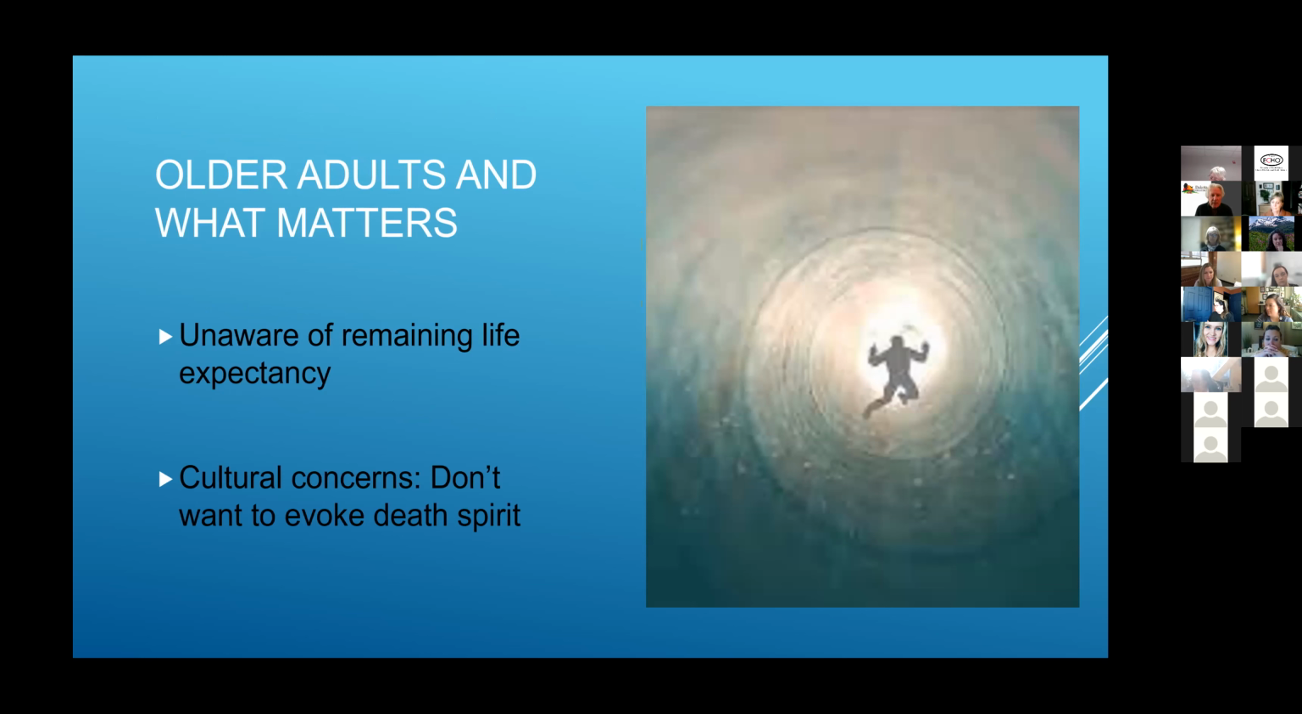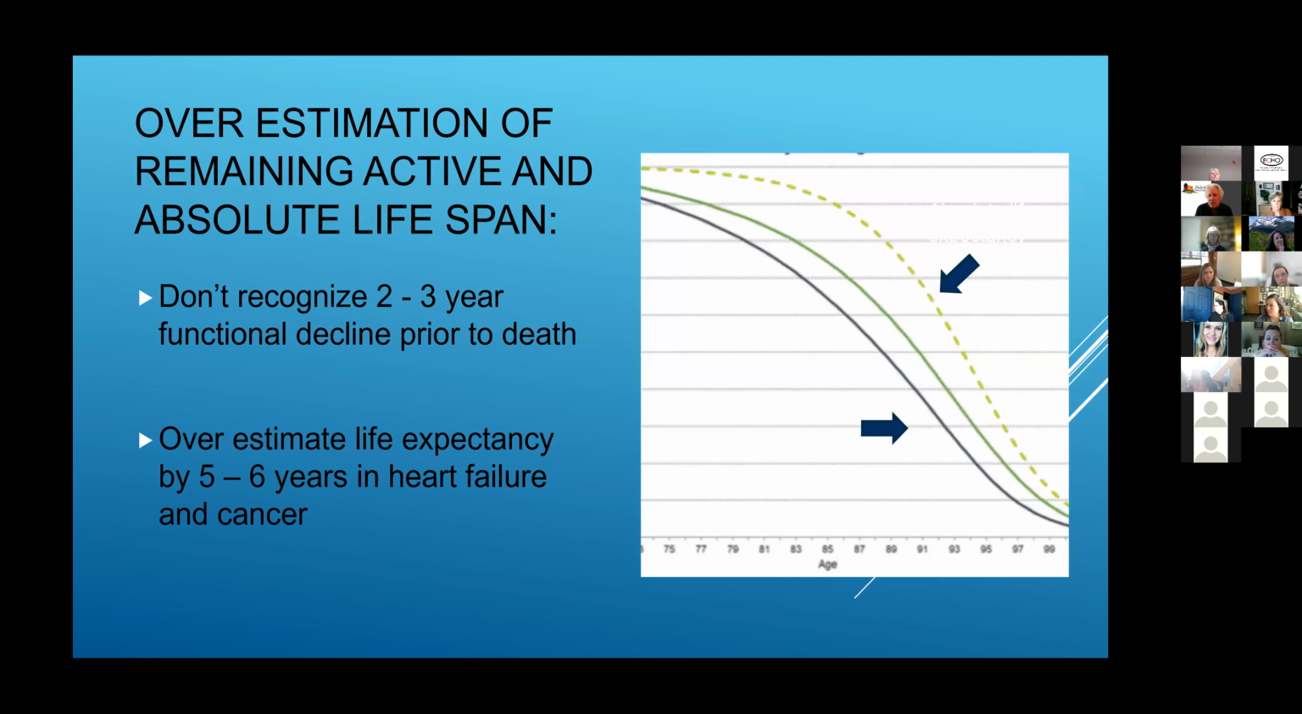And this just reemphasizes this slide here, that it's a 2 to 3 year period between the dotted line and the dark line, which is the difference between functional life expectancy and absolute life expectancy.